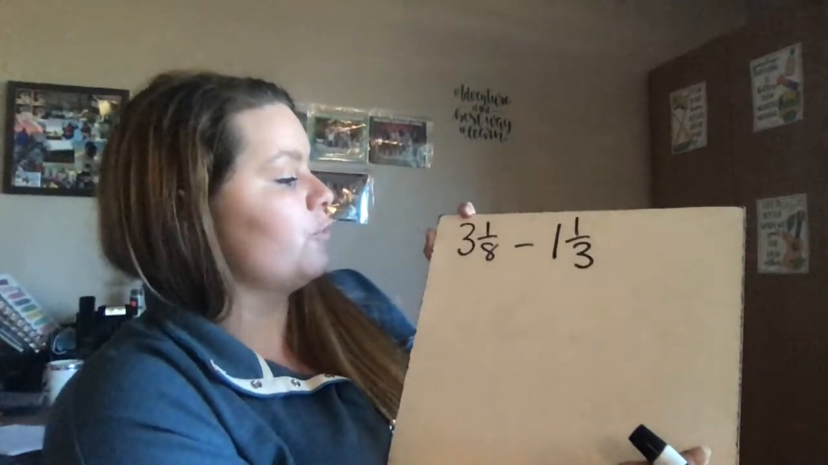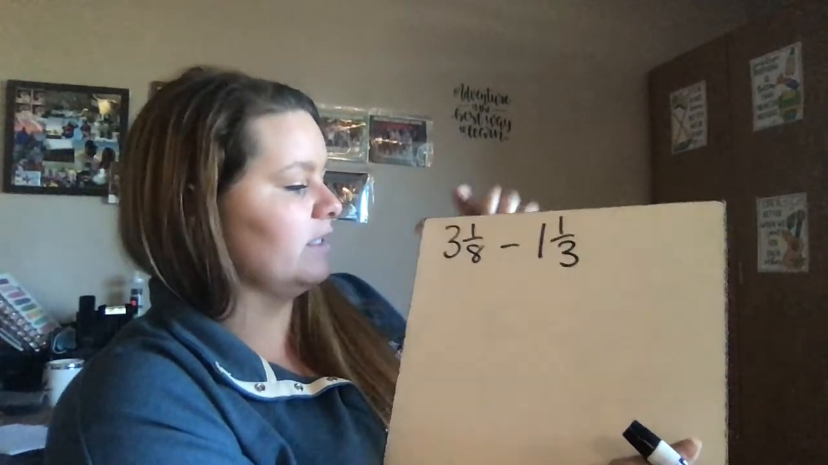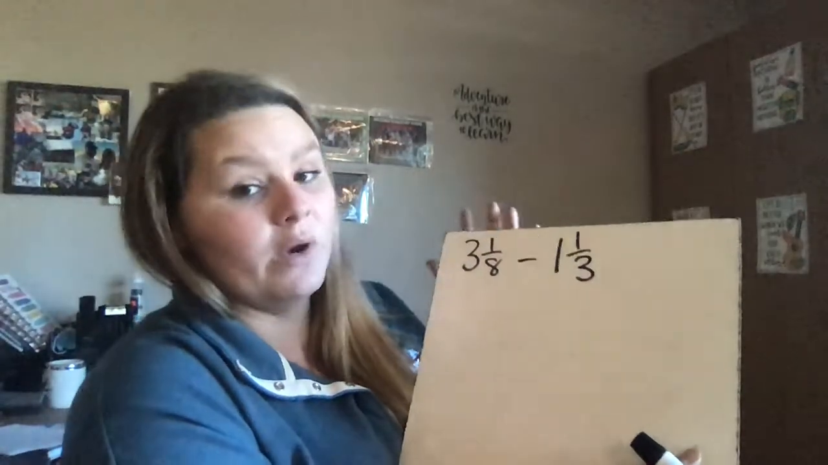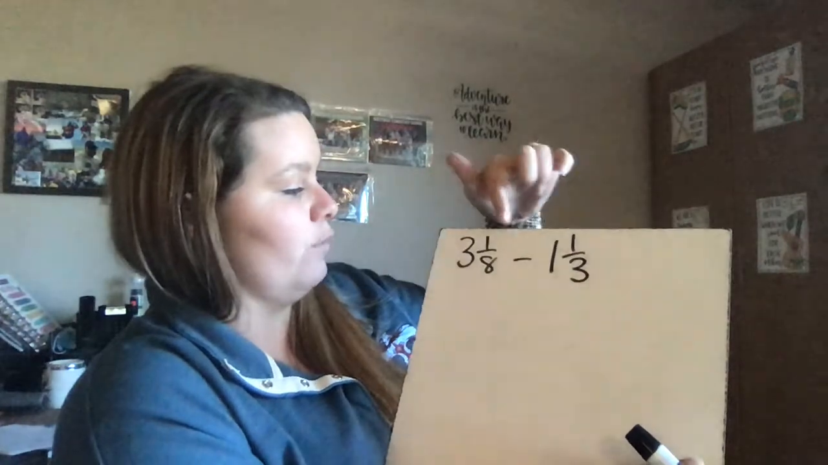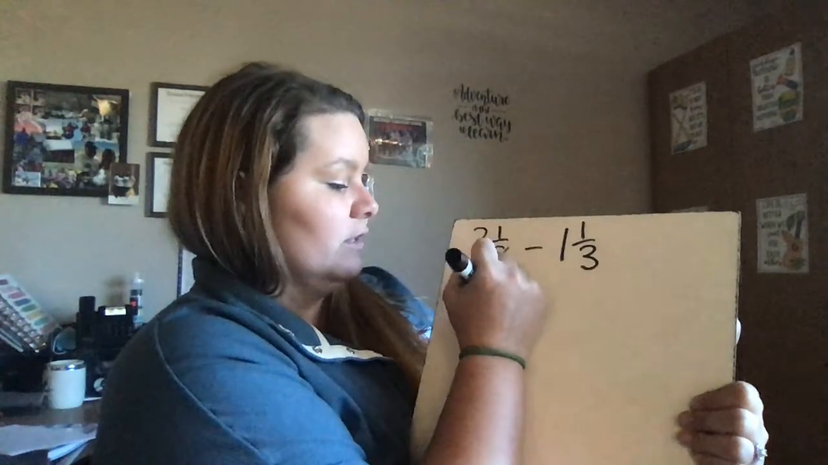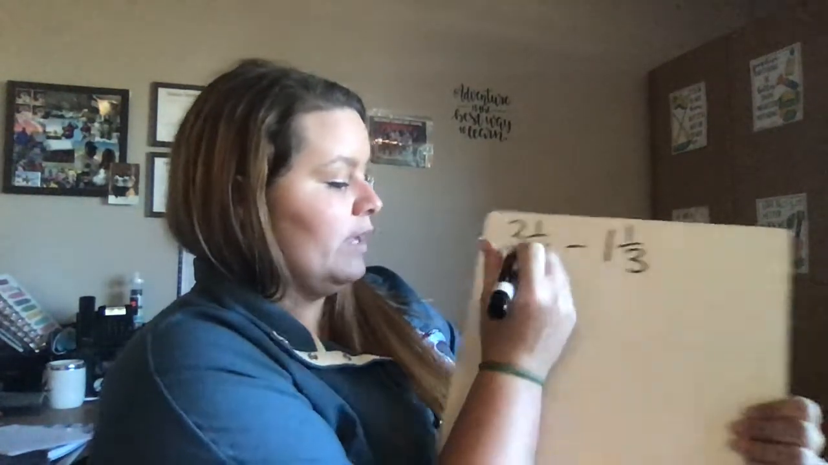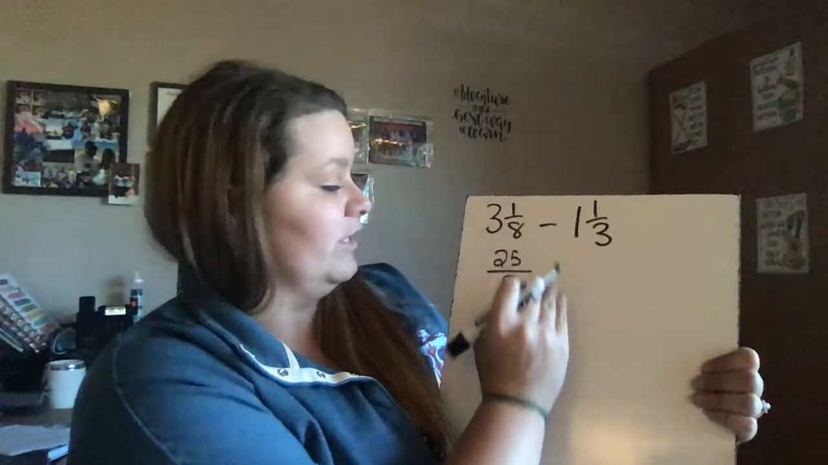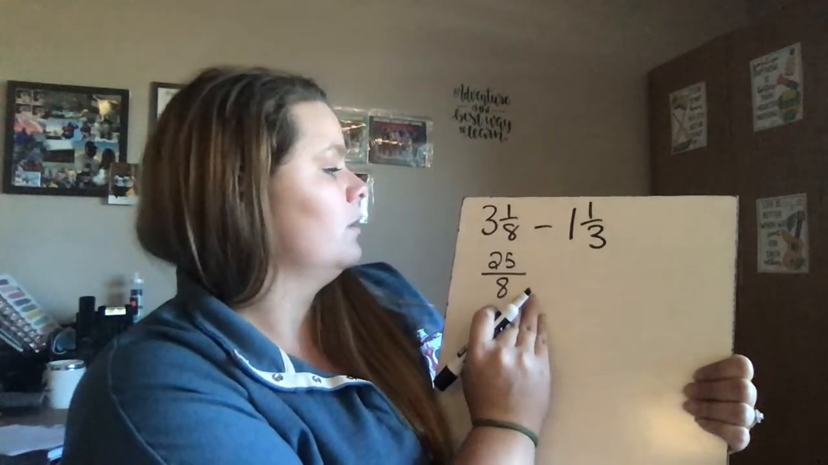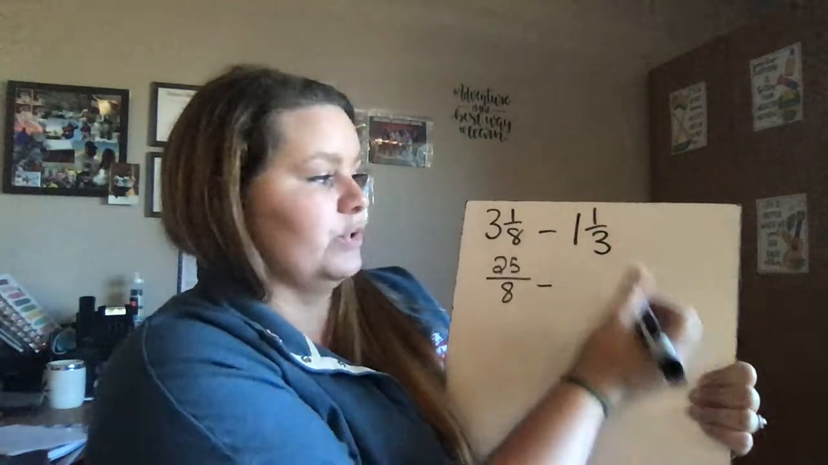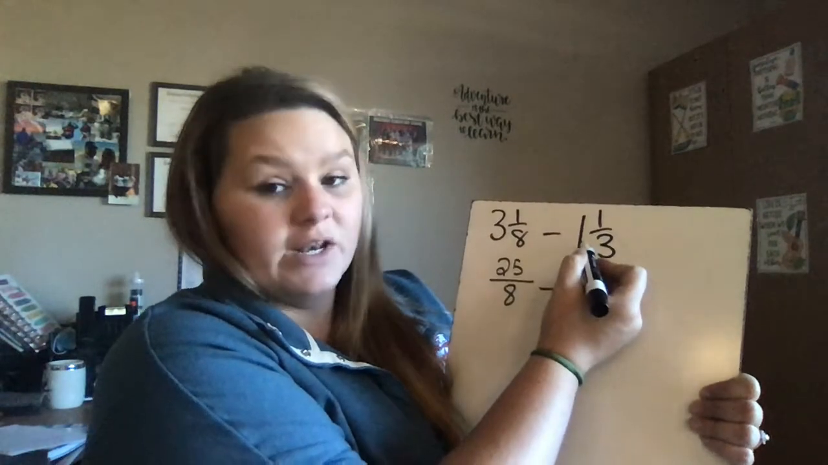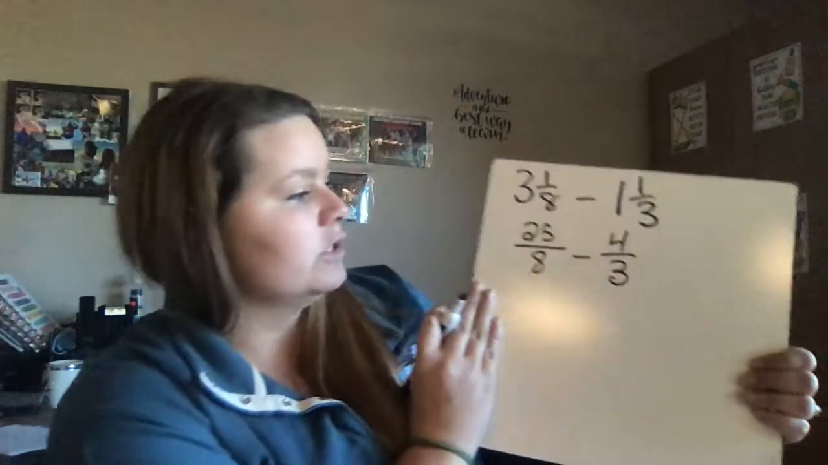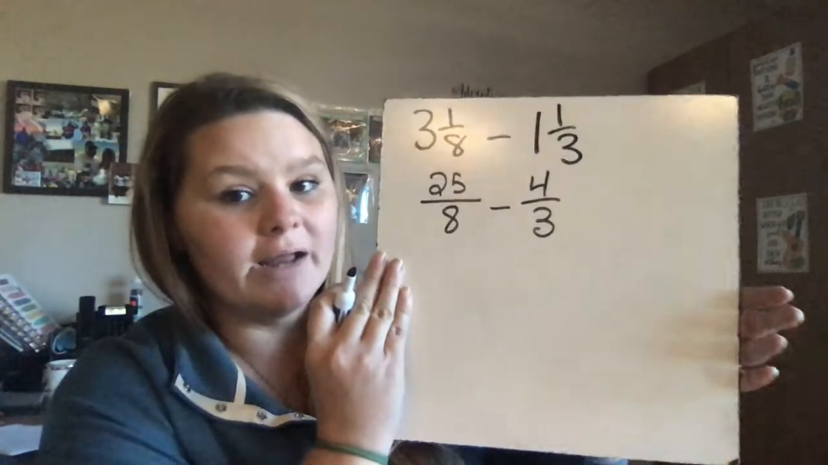I have 3 wholes. I have to think, my denominator's 8. So 3 groups of 8 would be 24, or 3 times 8 is 24, plus 1 is 25. So 3 1/8 is equivalent to 25/8. Then we're going to do the same thing here. We can multiply 3 times 1 is 3, plus 1 is 4/3. So we're subtracting 25/8 minus 4/3.